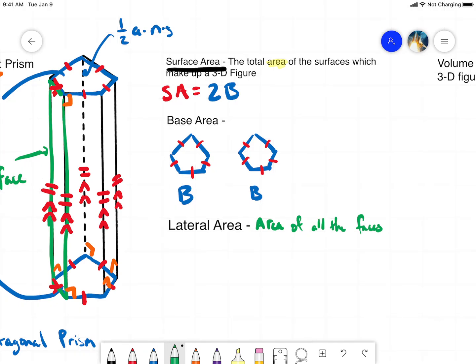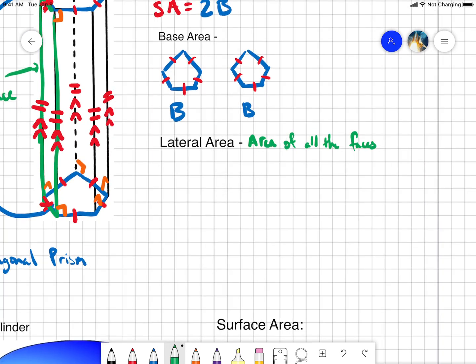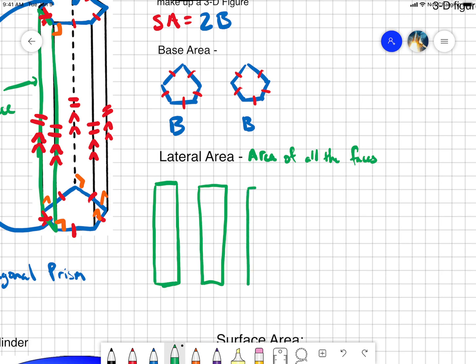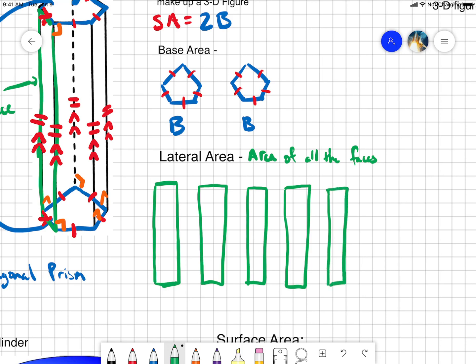Let's break this down even a little bit more. If I have lateral area here, and I look at each one of these faces and pop them out, just like we did with the bases, I've got 1, 2, and again, pardon my inexact drawing, 3, 4, 5. And I know they look terrible.